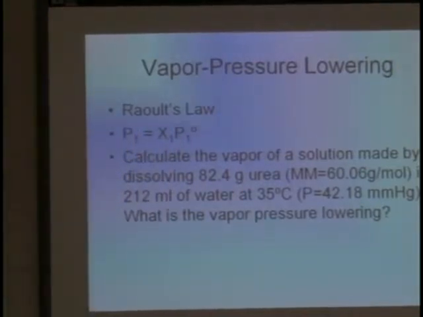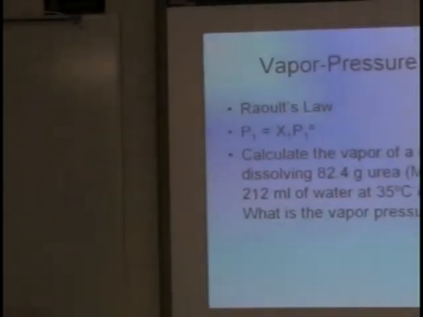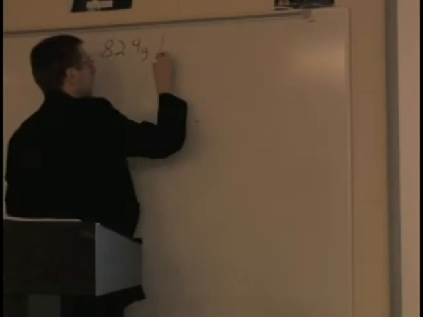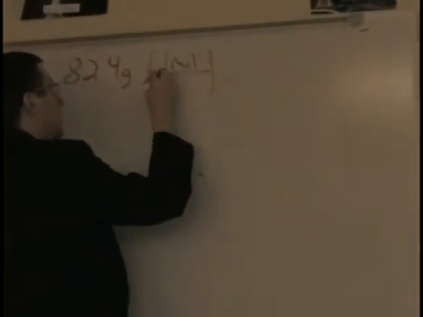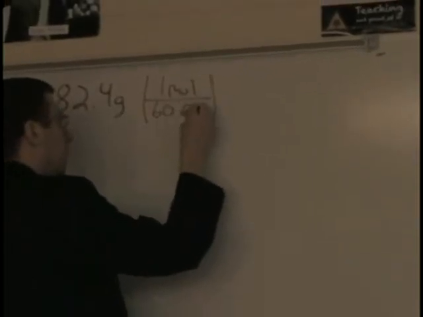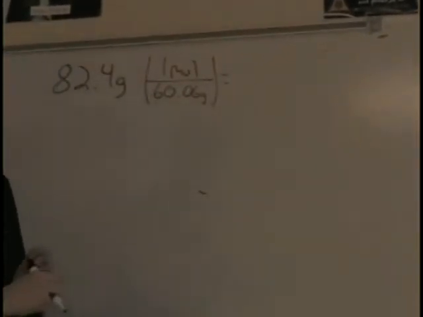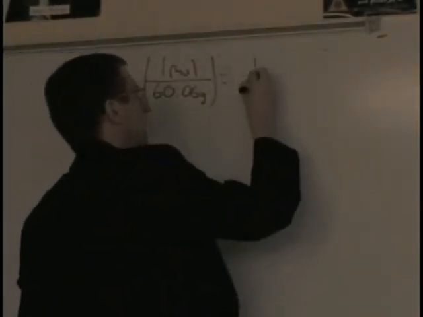We're going to start off by converting our grams of urea into moles of urea. 82.4 grams of urea. Convert to moles by doing 1 mole over the 60.06 grams. And that will give me a number of moles, 1.37 moles.